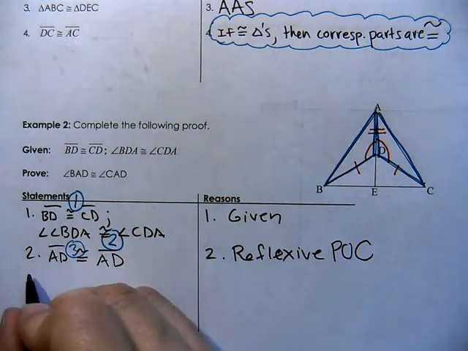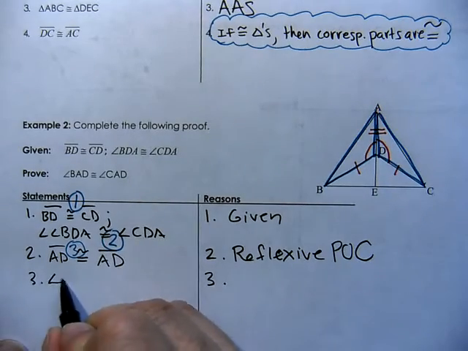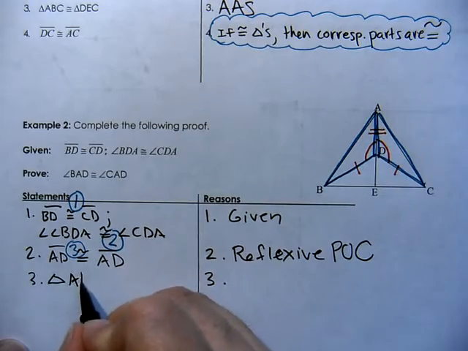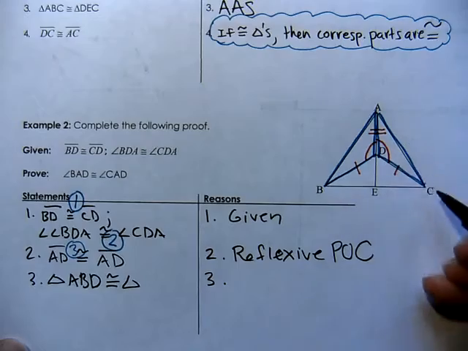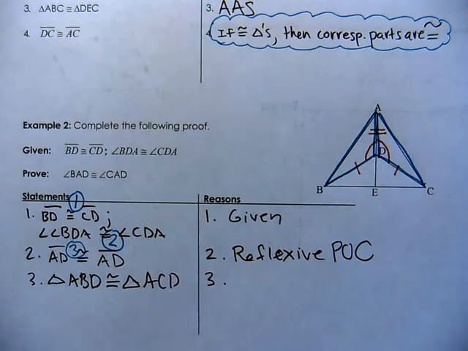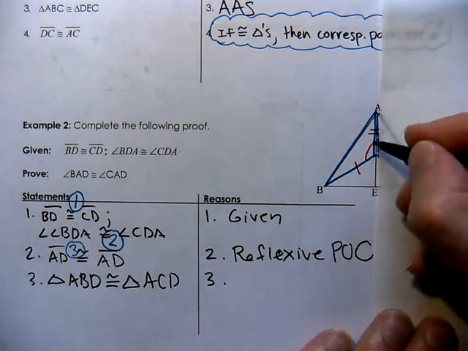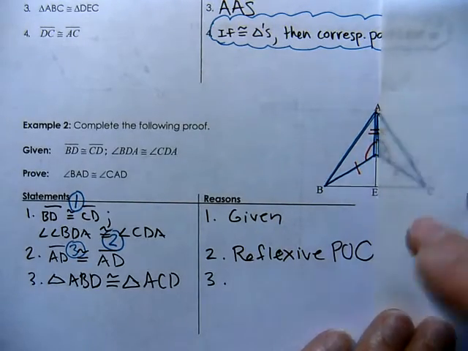We're now at the point where we can identify that the triangles are congruent. So the triangle on the left is triangle ABD, and that is congruent with the triangle on the right, ACD. And what's the pattern of the markings? Looking at one of those triangles, you can see we have two sides that are marked, one angle, the angle between the two sides, we have a side, angle, side pattern.